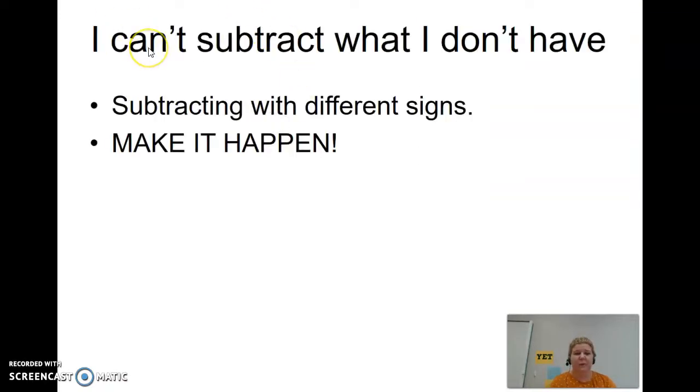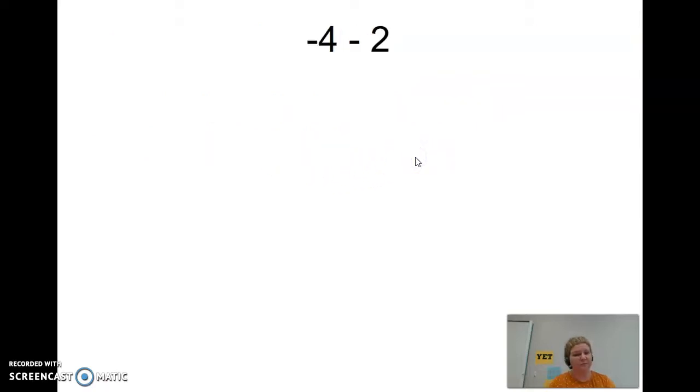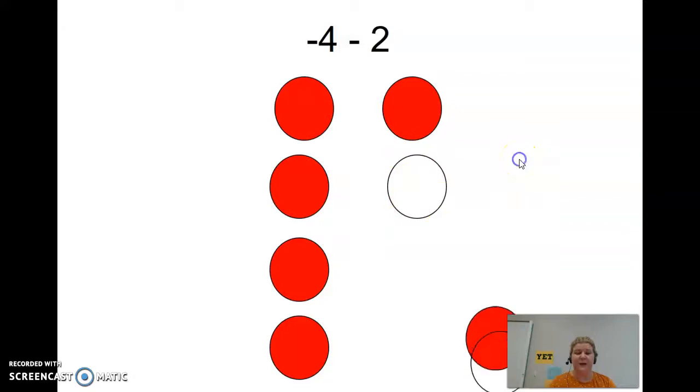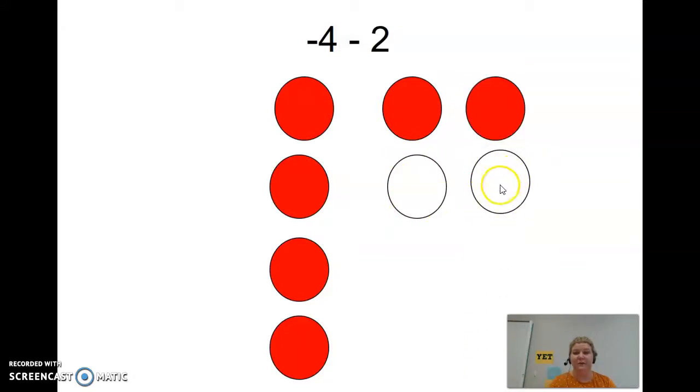Now, what happens when I can't subtract because I don't have what I need to subtract? That's when I have to make it happen. Okay, so I have negative 4, and I need to take away 2 positives. Well, I don't have 2 positives, so here's what I need to do. Add a 0, because when I add a 0, I now have a positive. Add another 0, now I have 2 positives.